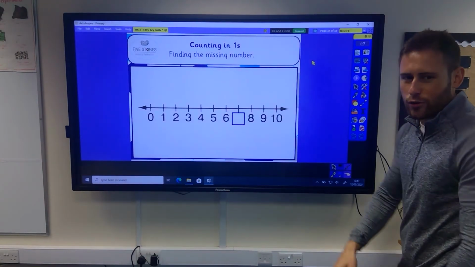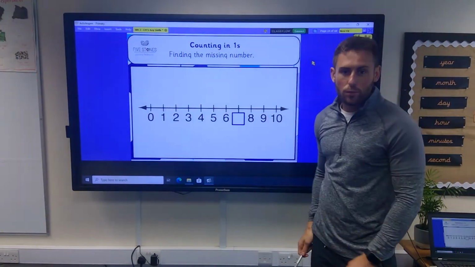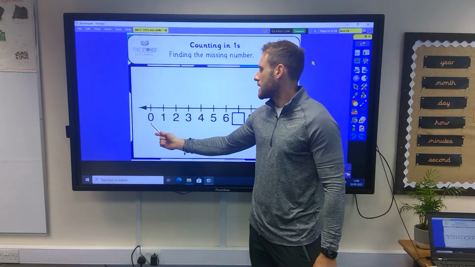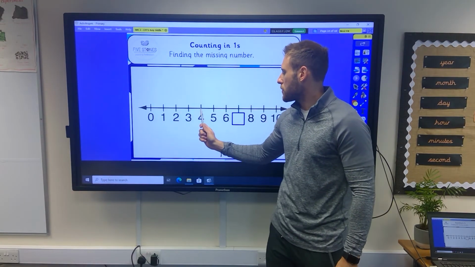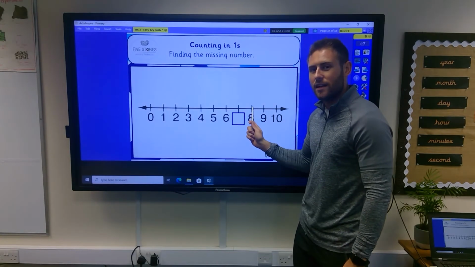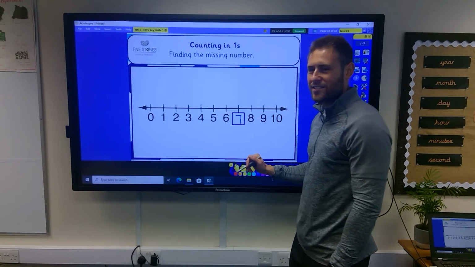Now, I know you are super good at this, so we want to get it going. See if you can spot which number is missing. We're going to count to help us. So you ready? 0, 1, 2, 3, 4, 5, 6. Yes, it was 7. Let's continue.